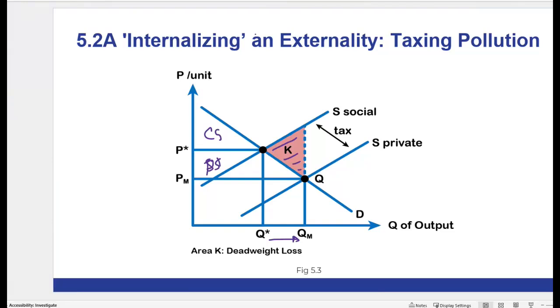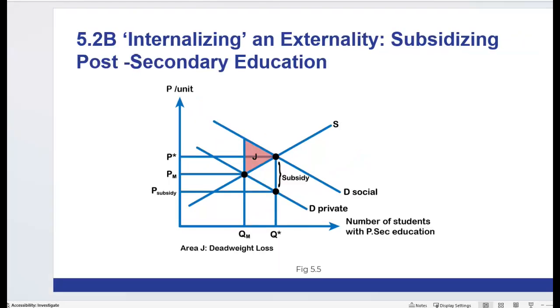If I was to do the same thing, looking at a positive externality, I would be shifting the demand curve to the right. So this would be a subsidy. A subsidy, of course, is where we add extra money into the marketplace.